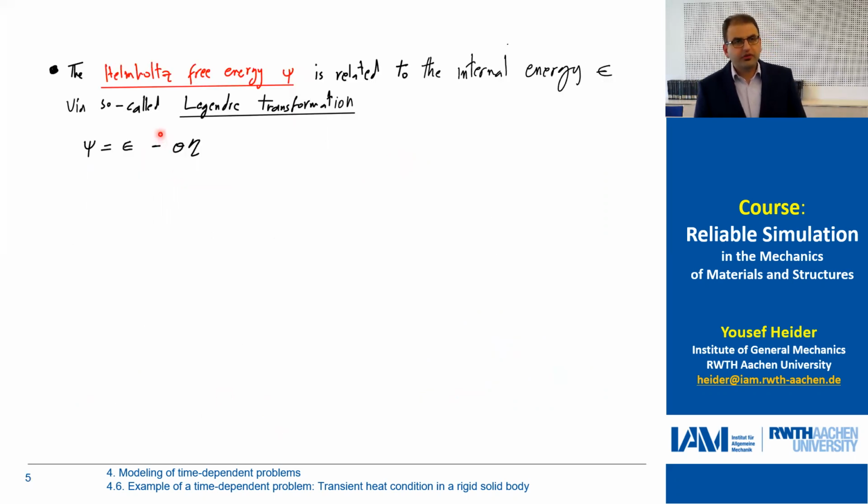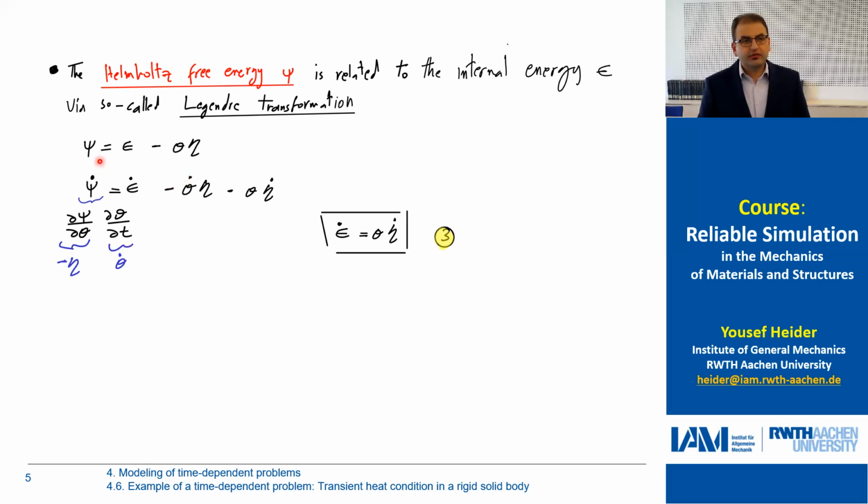So let's talk a little bit about the Helmholtz free energy psi. It's related to the internal energy. We have seen that in the internal energy balance equation, we did not see psi. We saw only the internal energy epsilon. And these are connected to each other by what's called the Legendre transformation. It tells us that the free energy psi equals the internal energy minus zeta multiplied by eta, which is a thermal contribution.